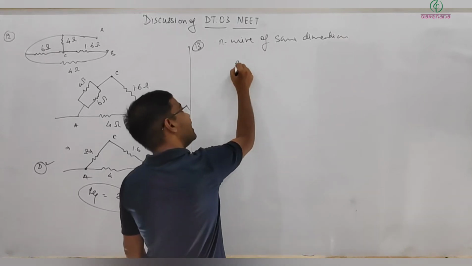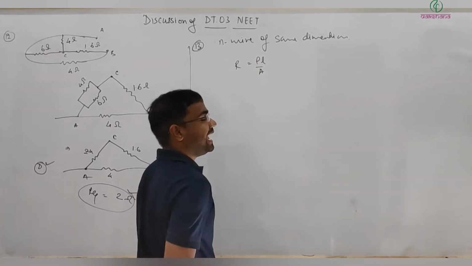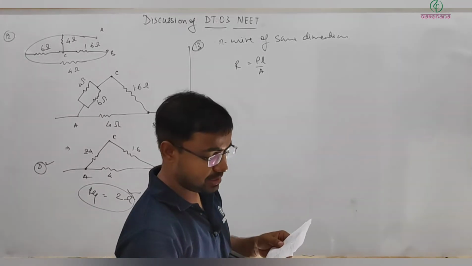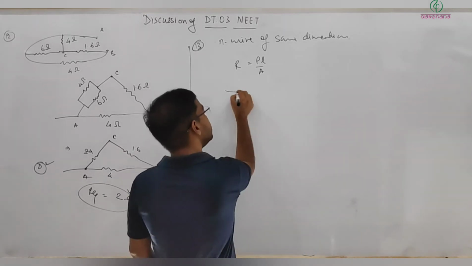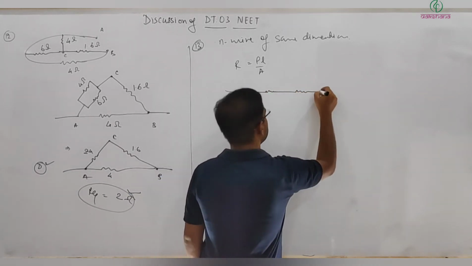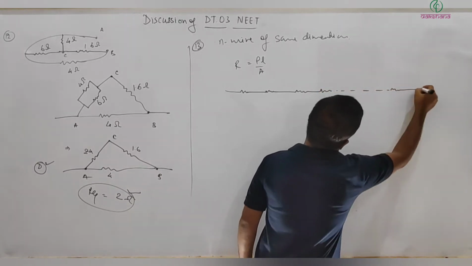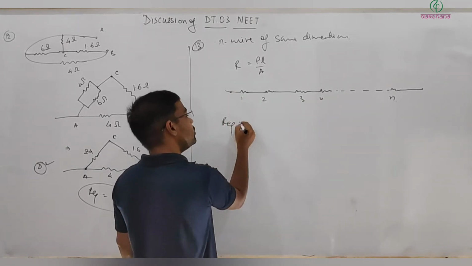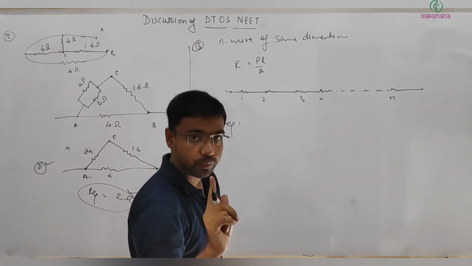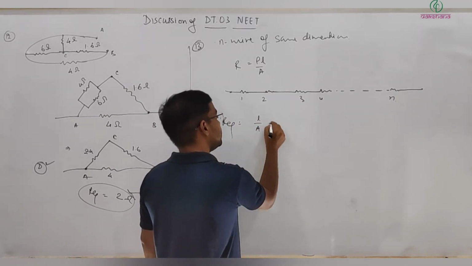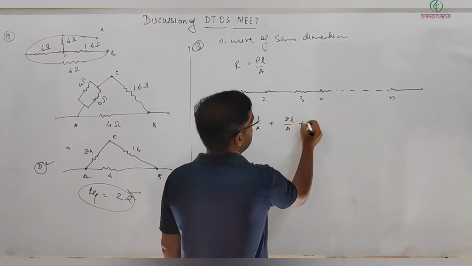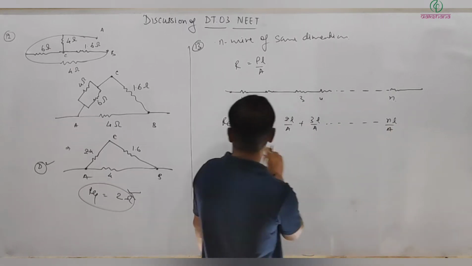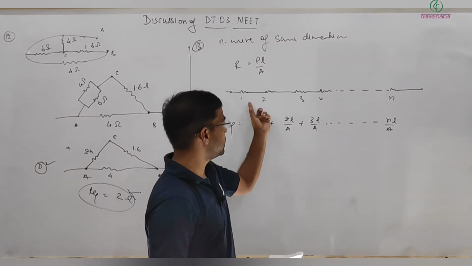So same dimensions mean, we know R is rho L by A. So here L and A are the same, and their resistivities are rho 1, 2 and so on, all connected in series. So here N wires, 1, 2, 3, 4 up to N. So here what I can write, R equivalent is equal to what? Rho 1 is 1, so L by A. Next it's 2L by A, 3L by A and so on, NL by A. This should be your R equivalent because all are connected in series.